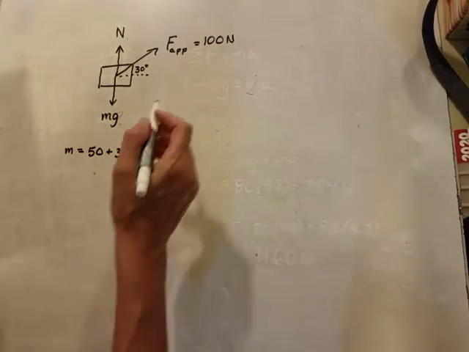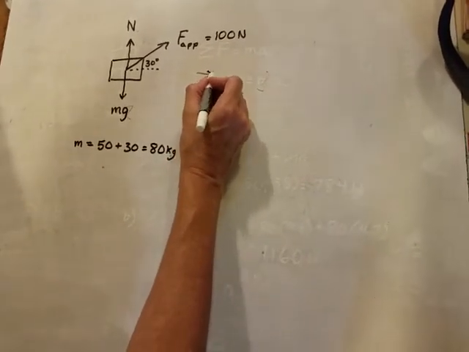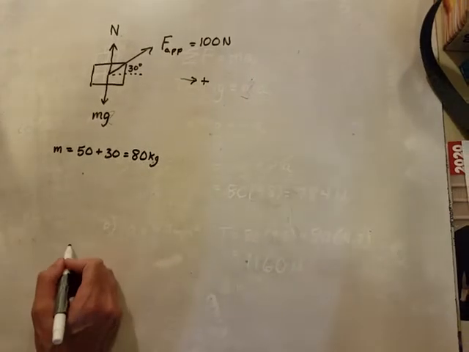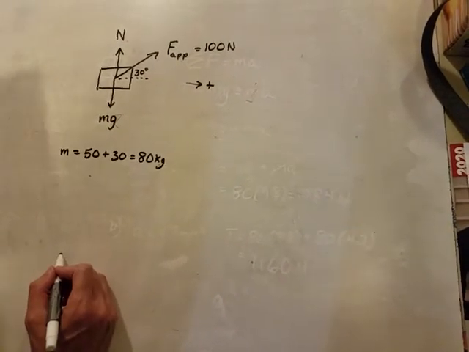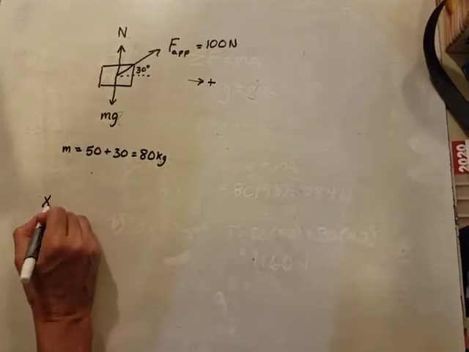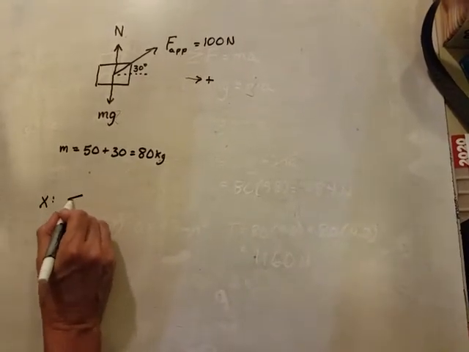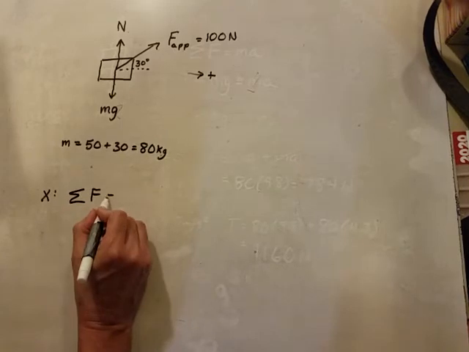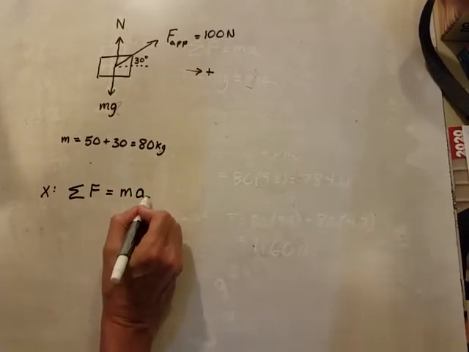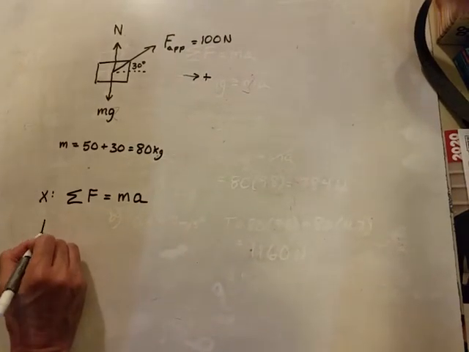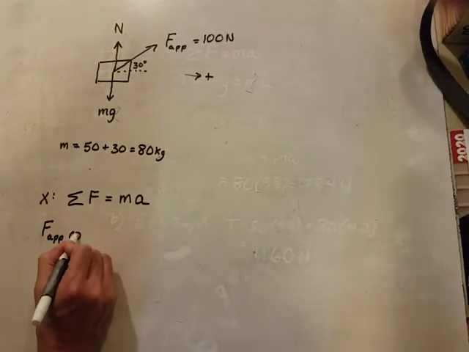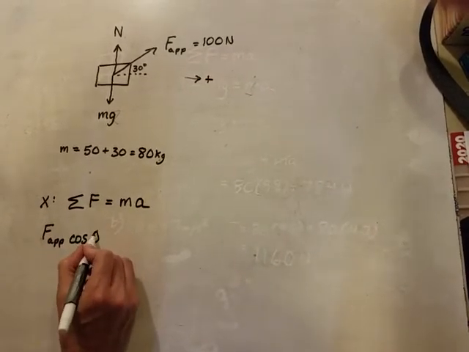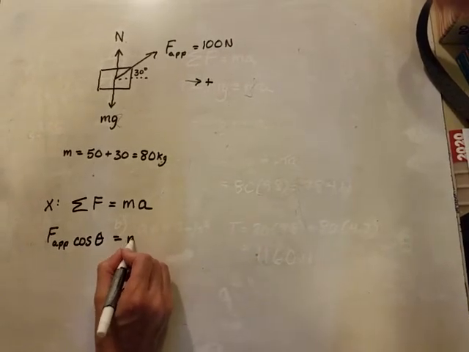Since we're looking for acceleration, we know that everything's just going to be moving in the x direction, that nothing's really happening in the y direction, so we don't really need a y equation. So in the x direction, we have sum of the forces is equal to ma. And in the x direction, we really only have one force, and that is the x component of our applied force. And that's equal to ma.